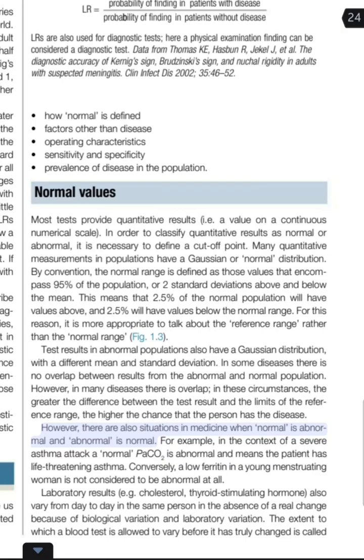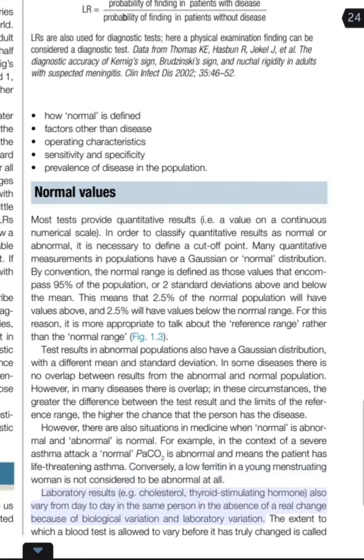However, there are also situations in medicine when normal is abnormal and abnormal is normal. For example, in the context of a severe asthma attack, a normal PaCO2 is abnormal and means the patient has life-threatening asthma. Conversely, a low ferritin in a young menstruating woman is not considered to be abnormal at all.